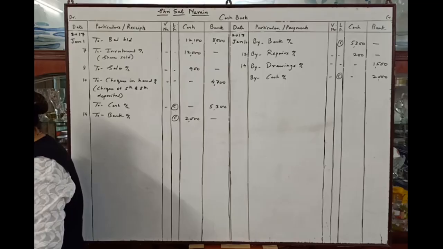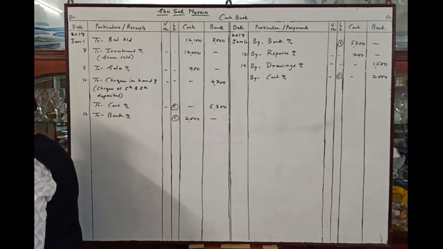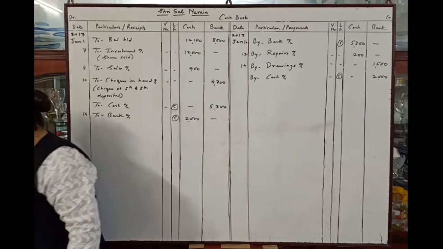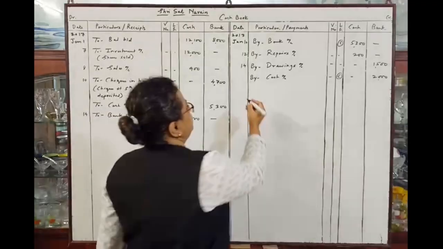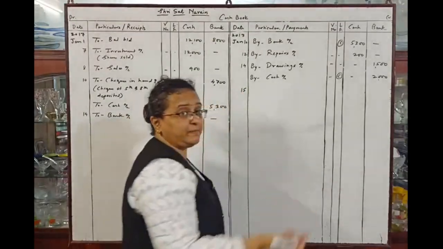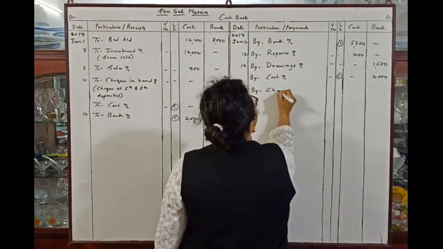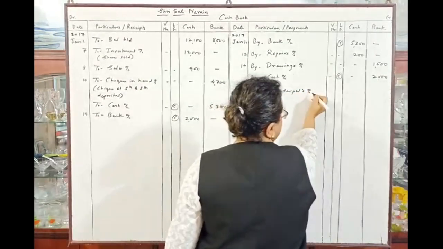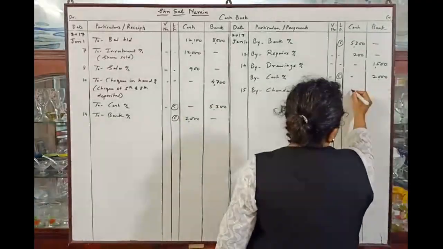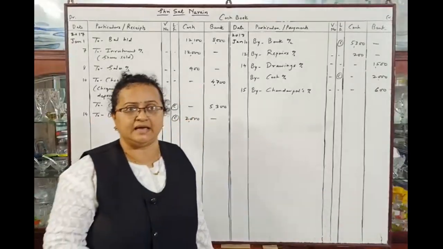On 15th, paid to Chandarpal by check rupees 600 and discount received rupees 50. Paid to Chandarpal by check rupees 600. So by Chandarpal's account in bank column rupees 600. चंदरपालला चेकनी पैसे पेड केलेले आहेत.